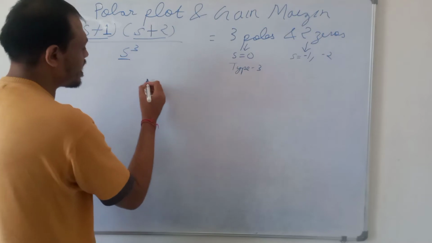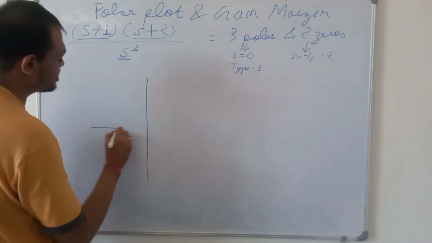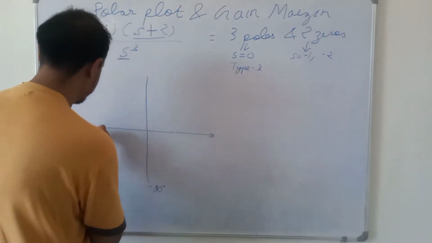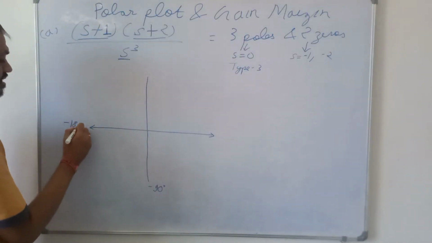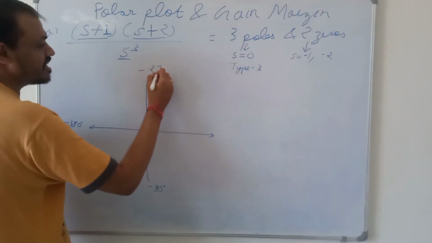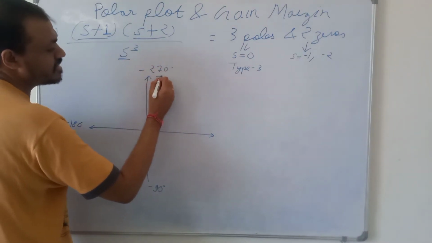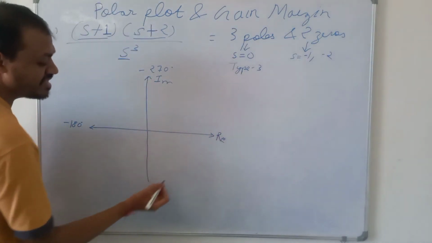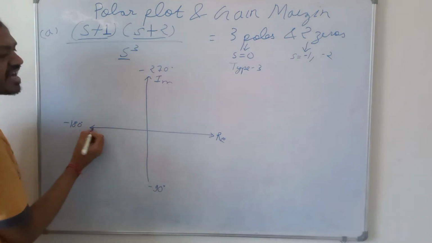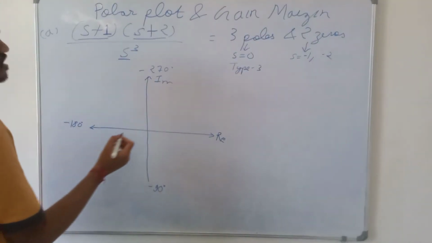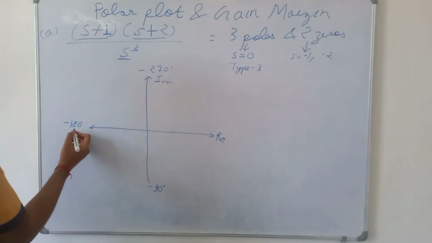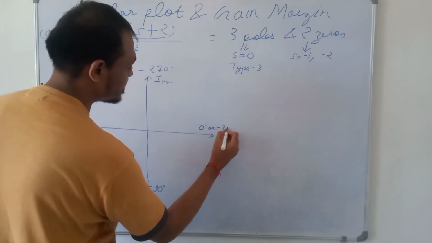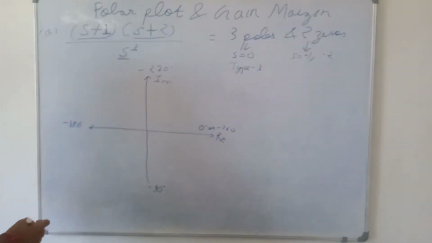So now if we draw the polar plot, then there are 4 axes. So this axis is minus 90 degree, this axis is minus 180 degree, this axis is minus 270 degree, this axis is positive imaginary, this axis is positive real, this axis is negative imaginary, and this axis is negative real. So these are the 4 axes: minus 90, minus 180, minus 270, and 0 degree or minus 360 degree. So we can call it anything.